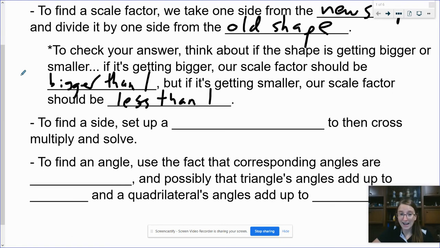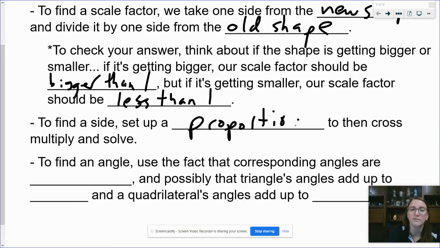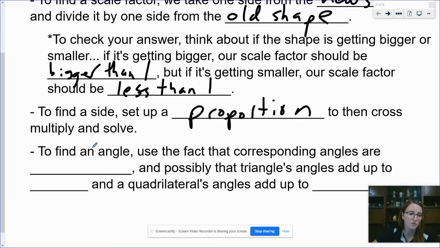To find a side, we set up what's called a what? Proportion. Remember, that is 2 fractions that equal each other, which we then cross multiply and solve. So if it says find AB or find KH, those are all sides, right? We know they're sides because they're 2 letters. They connect to make a side. So if it says something like that, we need 2 fractions that equal each other. We cross multiply and go from there.